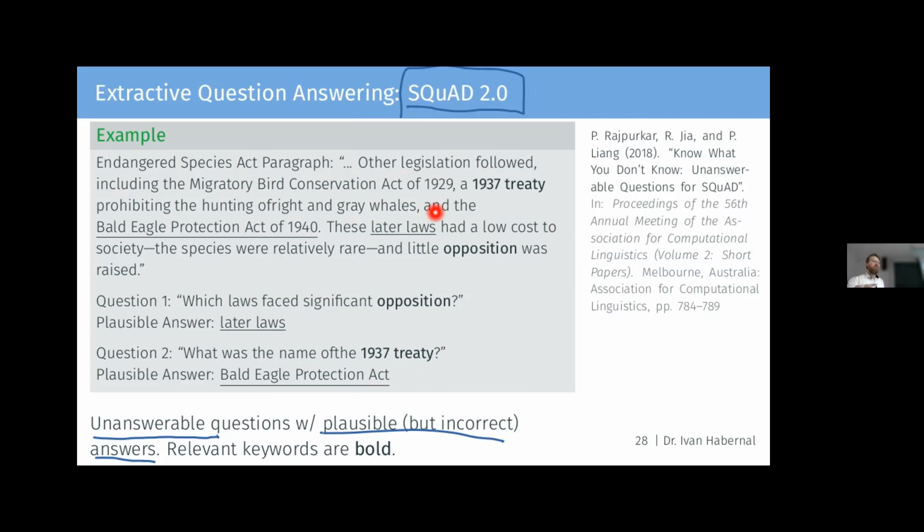It was done by crowd workers. So who knows the word crowd worker? Okay, what is a crowd worker? Exactly, it's a small task for people on the internet.